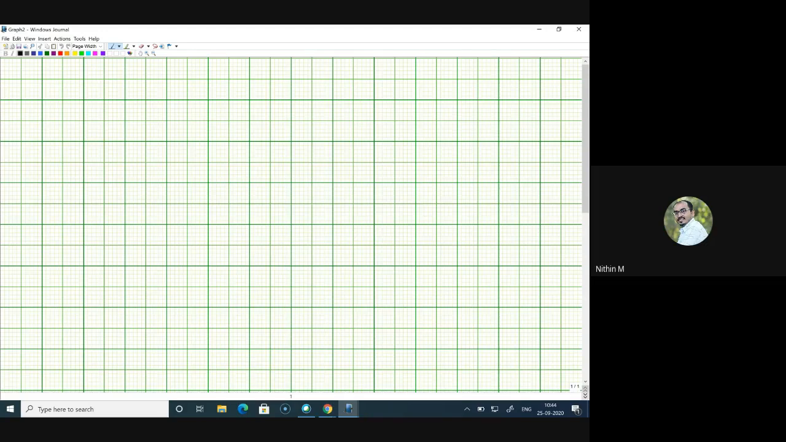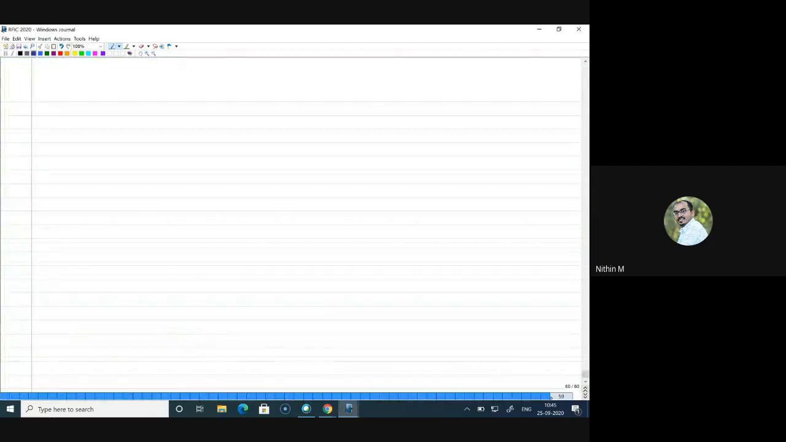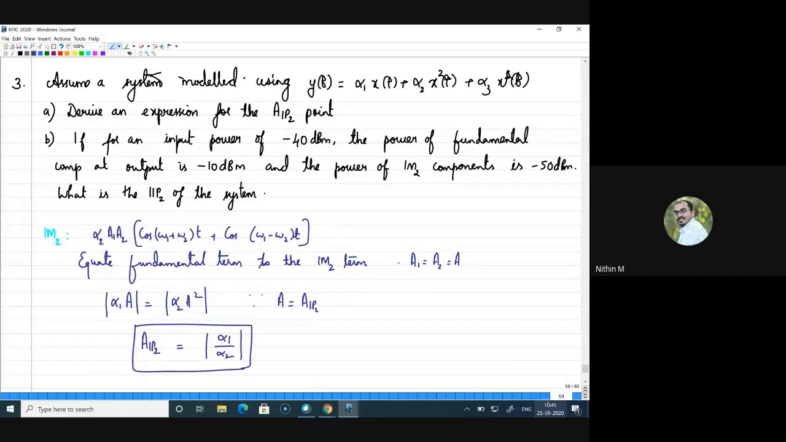So what is the IIP2 value? I just did the derivation. I didn't note down the numbers properly. All right, I need to validate that. Probably it can be right, but if you can tell me the value, I can check. If you show me the question, I can tell the answer. Now I have given the question, right? The question is: input power is this, output power is this, and the IM2 power is this. So what is IIP2?